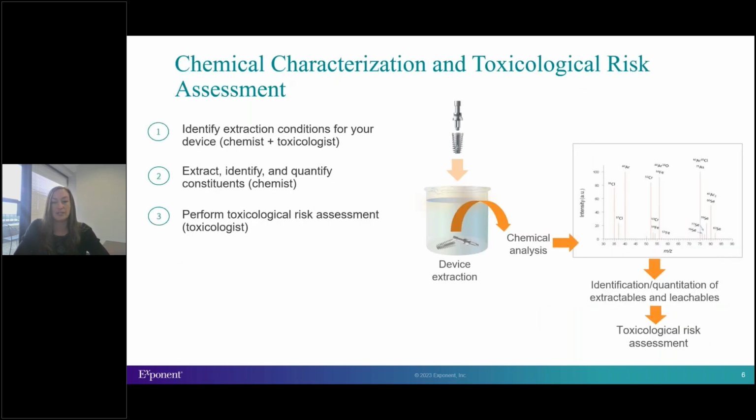This schematic here just demonstrates the general overview of how we combine our areas of expertise for chemical characterization and toxicological risk assessments. So the first part here, where you identify extraction conditions for your device, is typically done by a collaborative effort between the chemistry team and toxicologists, if you're working with a toxicologist. And then there's the extraction procedure itself and the chemical analysis, where the leachables and extractables are identified and quantified. That's, of course, conducted by the chemistry team, and then the toxicological risk assessment is performed by the tox team.